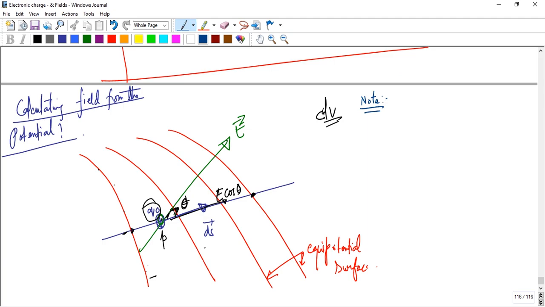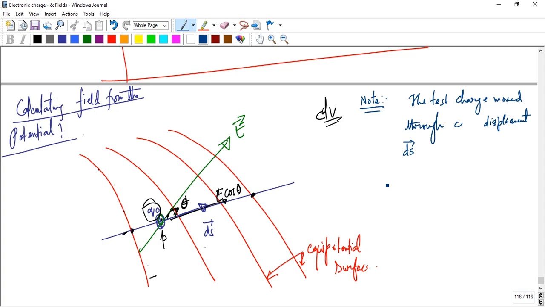The test charge moves through a displacement ds vector.